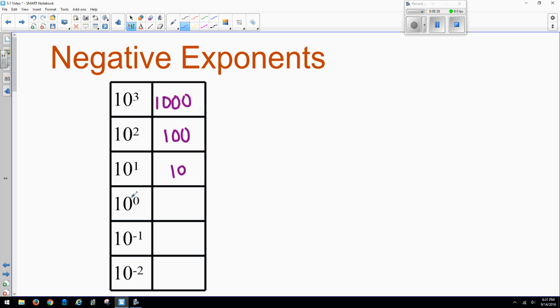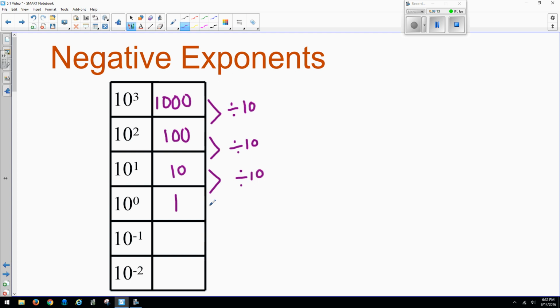10 to the zero power, now here's something I want you to remember. Anything to the zero power is 1. Don't believe me? Type in your calculator. Well, don't type in 0 to the zero power, which means all of you are trying that right now. But any other number to the zero power is 1. So that's 1. So if you notice a little pattern here, from here to here, I divided by 10. From here to here, I divided by 10, and so on. So this pattern continues when we get into the negative exponents.